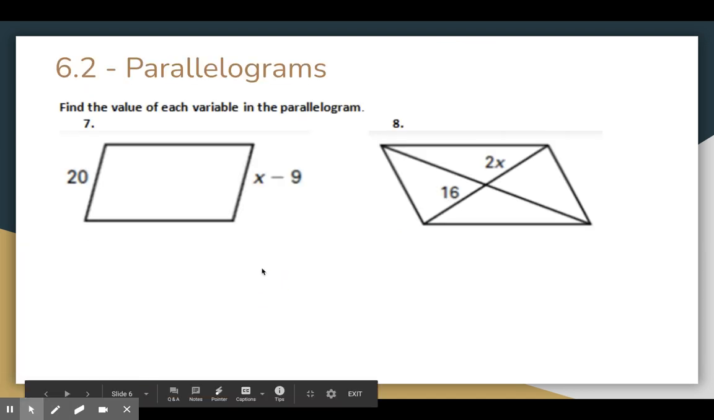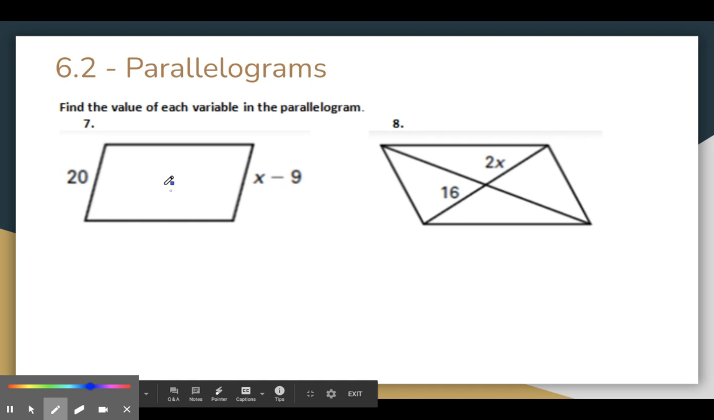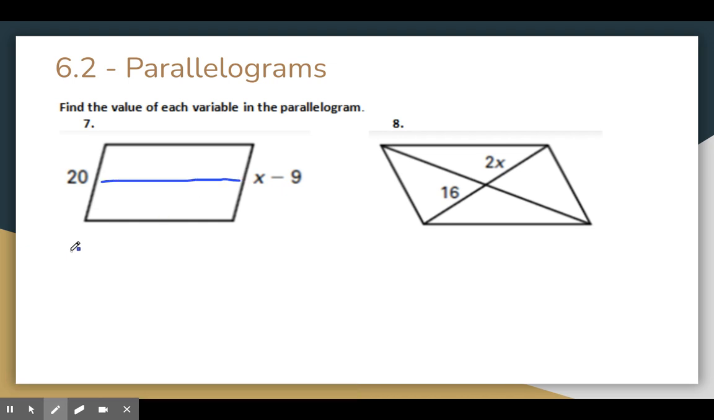Okay, 6.2 parallelograms. Remember, there's a bunch of things to remember about parallelograms. Find the value of each variable. Well, one of the things that we know in a parallelogram is that opposite sides are congruent. So we set this equation up as 20 is equal to x minus 9. To solve here, we just add 9 to both sides and we get x is 29.